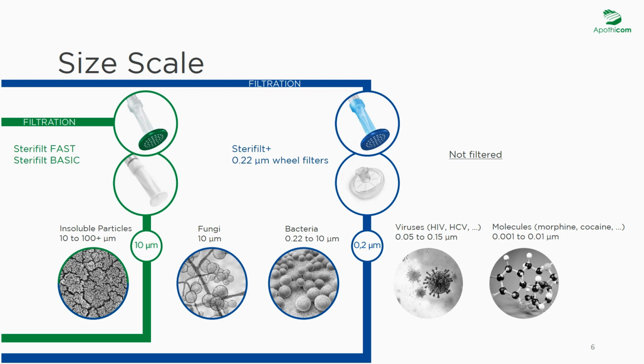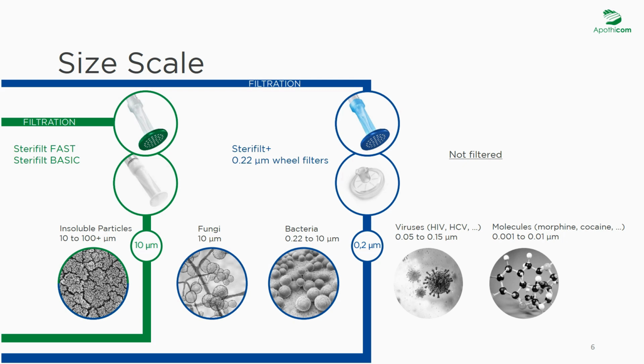If we start from the left, we first find insoluble particles, which size is from 10 to more than 100 microns or micrometers, depending on the substance. At the microscopic level, this makes insoluble particles quite large, and they can be easily removed by 10 micron membrane filters, such as the Sterifilt Basic or the Sterifilt Fast.